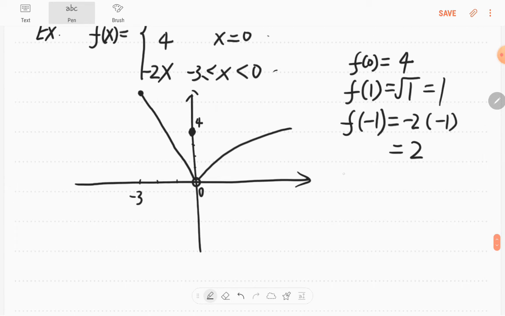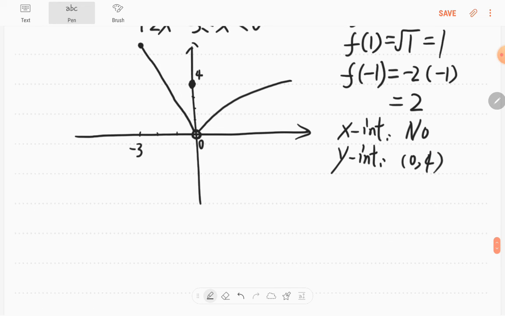Then what is the x-intercept? There is no x-intercept. This point is a hollow circle, so this point does not exist. So there is no intersection on the x-axis. So there is no x-intercept. Y-intercept. Is there any intersection point on the y-axis? Yes, this point is the y-intercept. So (0, 4) is the y-intercept.